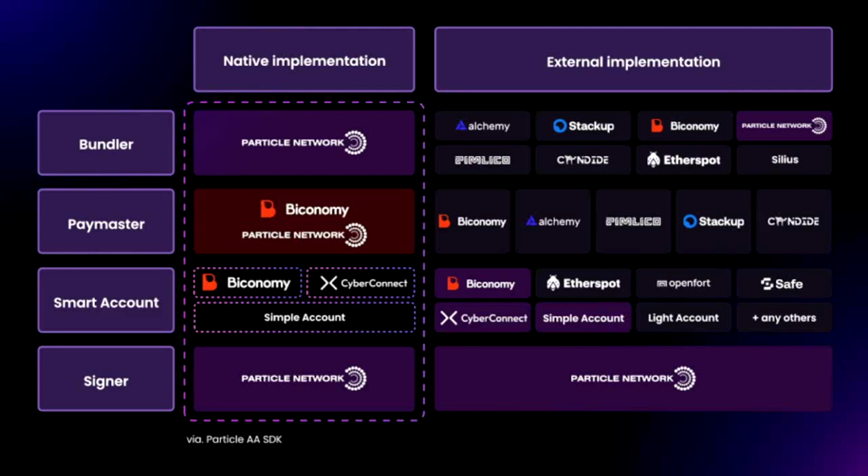For an external implementation, you can use any account abstraction infrastructure that you want, Pimlico, Alchemy, StackUp, Etherspot, whatever you want to use. And of course, any account implementation, and basically what you just do is use Particle as the signer in that case, and you can assign whatever you want and use any piece of infrastructure with that as well.